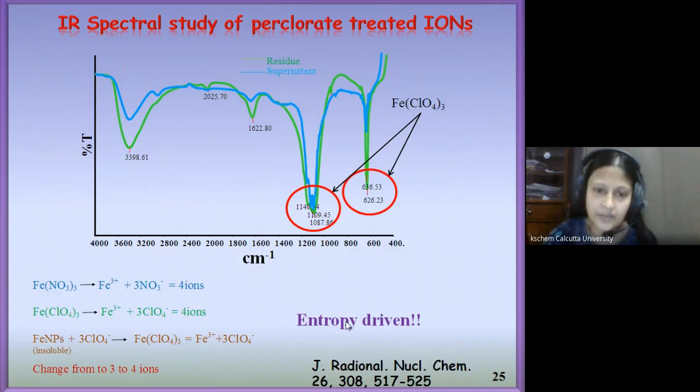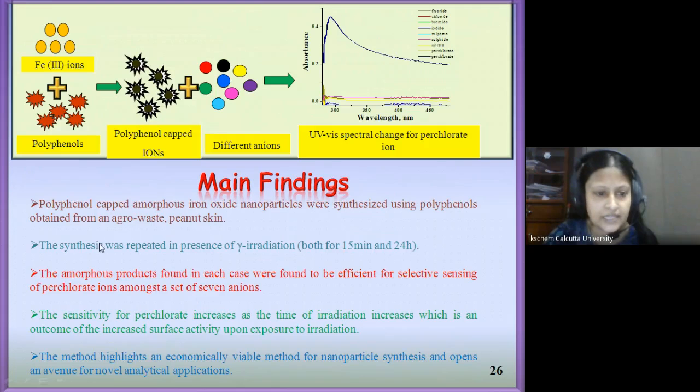and so it is thermodynamically favorable, and this kind of interaction is favorable. So the main finding here is that polyphenol capped amorphous iron oxide nanoparticles were synthesized using polyphenols, and they were prepared in presence of gamma irradiation, which was found to be more effective in sensing of perchlorate ions, and the method is economically viable for nanoparticle synthesis and opens an avenue for novel analytical applications.